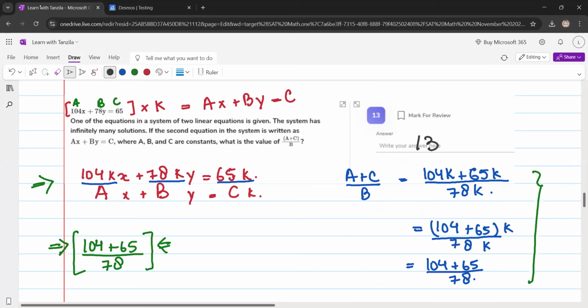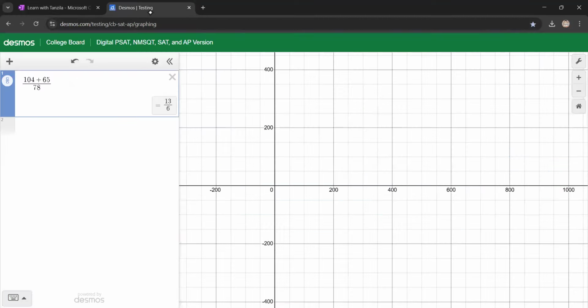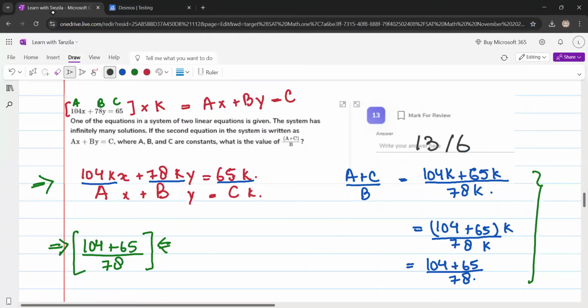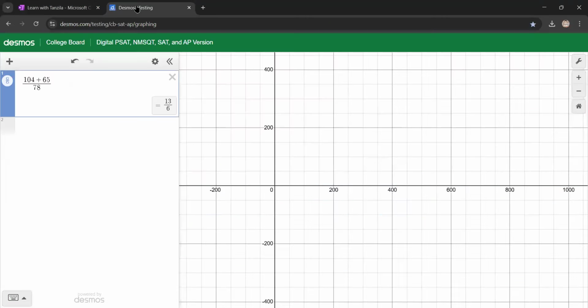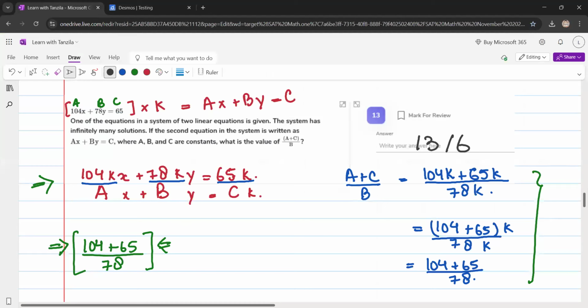13 over 6. Let me recheck. 13 over 6, yes. You can write the answer as it is, or you can do the decimal equivalent as well. You can write 2.16666 as your answer, or you can also write 2.16. Those are four characters, and the fifth character you can write as 7 or 6 as well. Doesn't really matter.